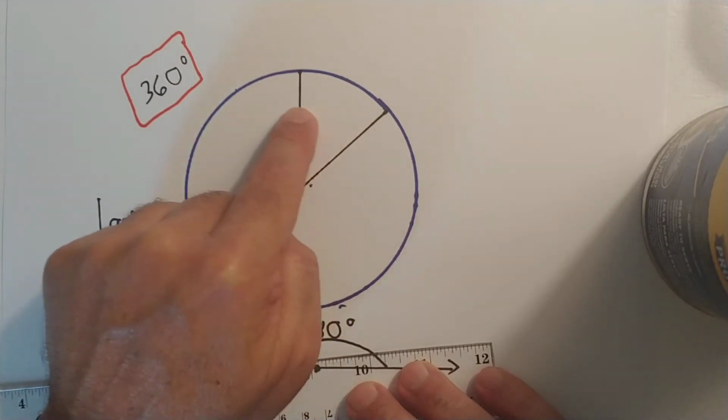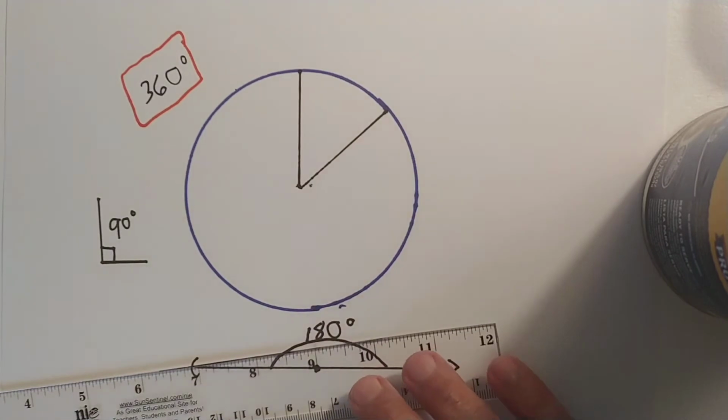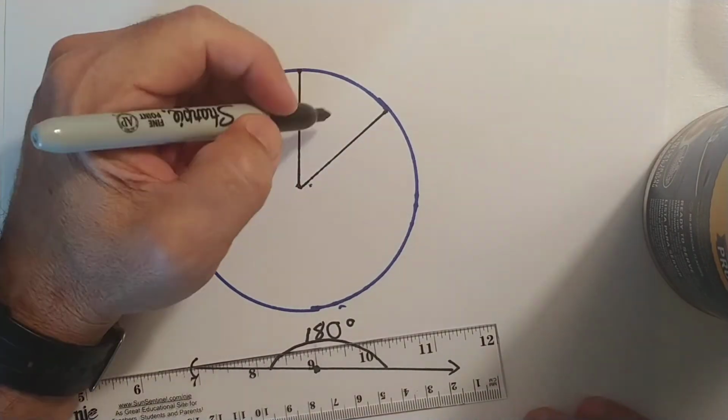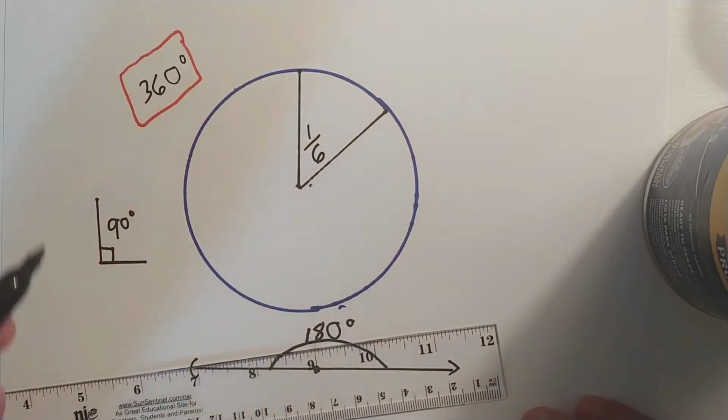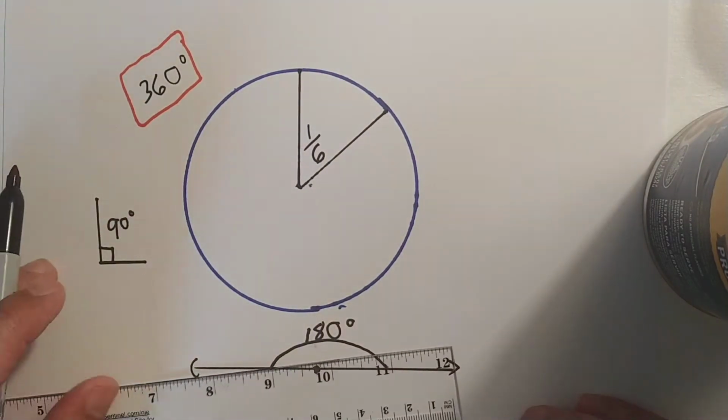So they might ask you, well, how big is this angle? What's the measurement in degrees of that angle? And what they'll often do is they'll just give you a fraction. They'll say that this angle right here is worth 1/6 of the entire circle. Well, 1/6 of 360. What is that? What is 1/6 of 360?